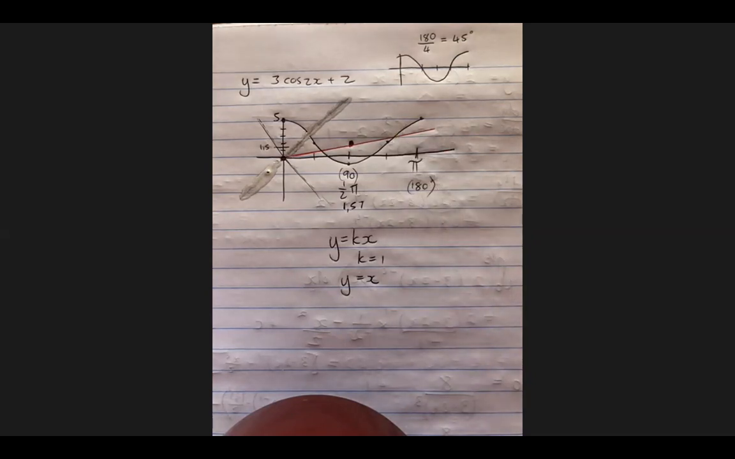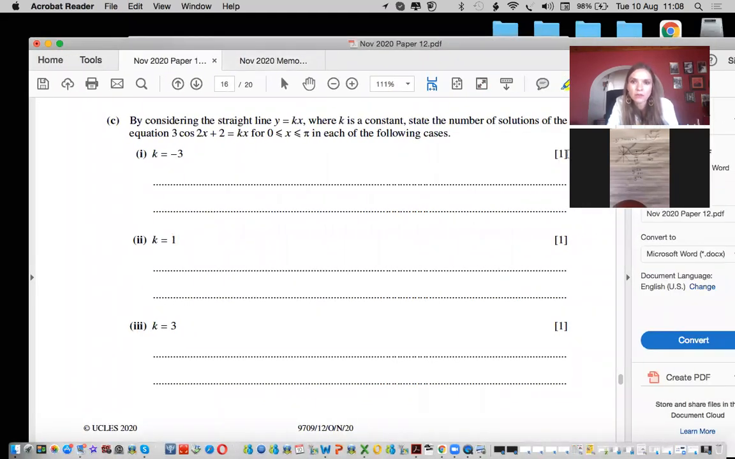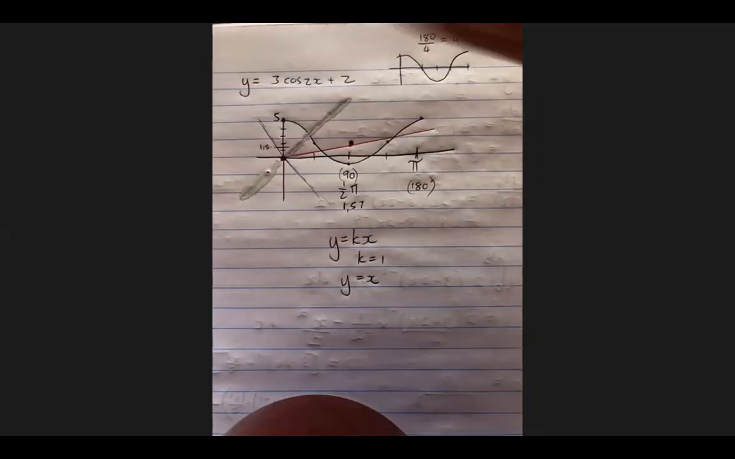They say, when k has a value of 1, how many solutions? Say a number of solutions, and it's just 1 mark. So you don't have to even have a method. You could have even just put your hand there and seen, oh okay, it's 2 solutions.